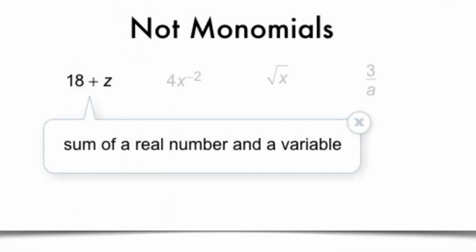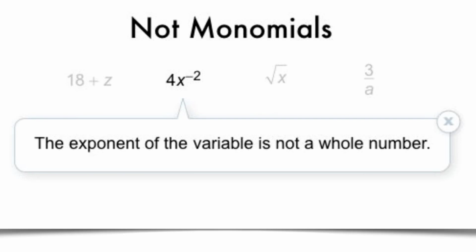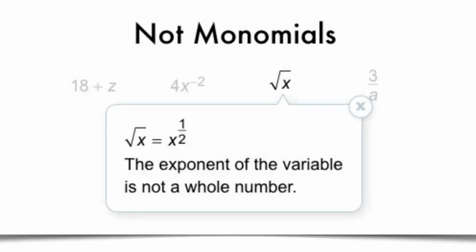Some examples of non-monomials. 18 plus z. Notice this is the sum of a real number and a variable. 4x to the negative 2 power, not a monomial. The exponent of the variable is not a whole number. The square root of x, not a monomial.